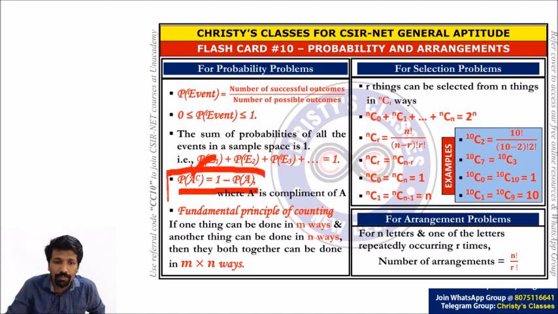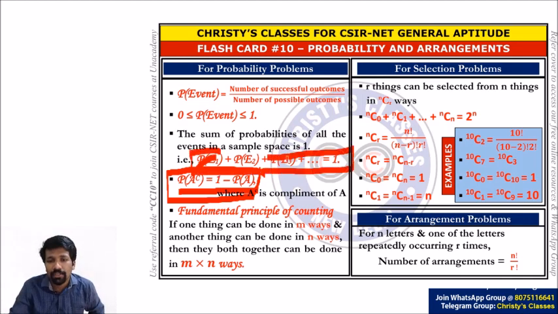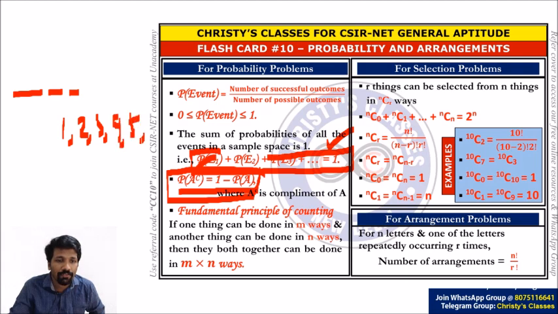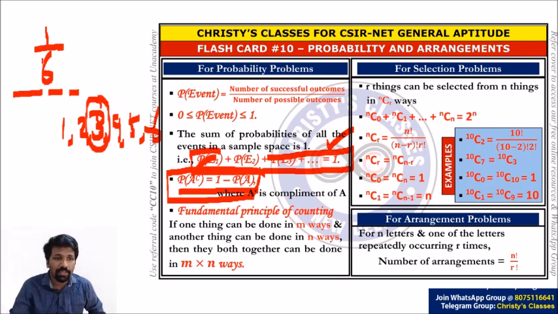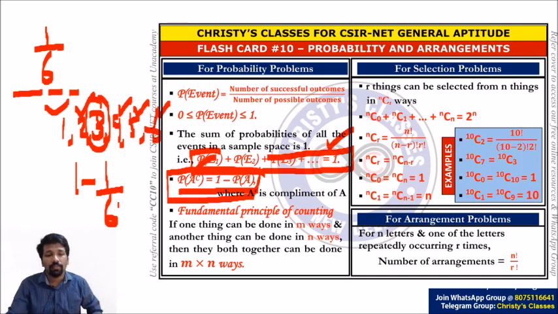The basic reason why this probability of A complement works is that the sum of probabilities of all the events is 1. For example, when you throw a dice, the possibilities are 1, 2, 3, 4, 5, 6. These are the 6 different sides. When you throw a dice, the probability of getting a number 3 is 1 by 6, because 3 is just 1 out of 6 sides. Not getting a number 3 will be 1 minus 1 by 6, because not getting 3 means 1 is okay, 2 is okay, 4 is okay, 5 is okay, 6 is okay.